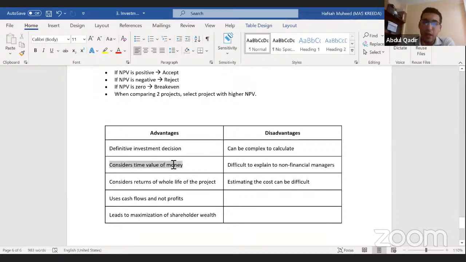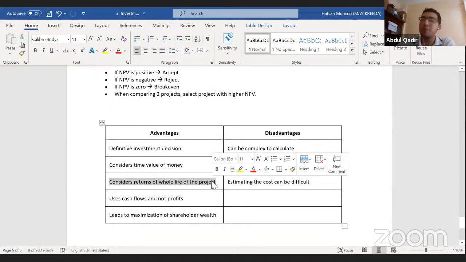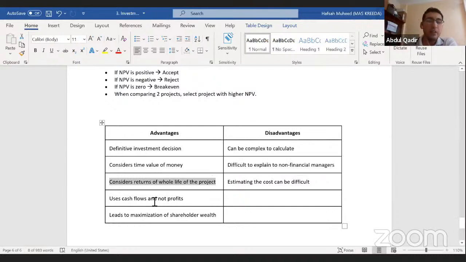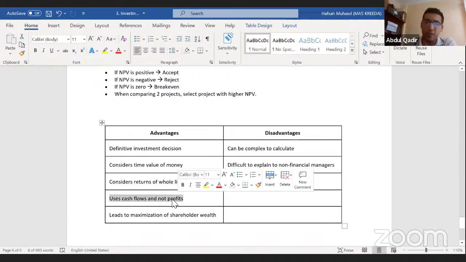Right? It considers time value of money. You discount all the cash flows to present value, to today's value. It considers returns of the whole life of the project. Let's say the lifetime of the project is 5 years. You calculate the cash flows for all 5 years, and you use all 5 years of cash flows in your NPV. Because I said in payback period, they don't consider all the years. They consider only the years until you recover your investment, right? And it uses cash flows, not profits.